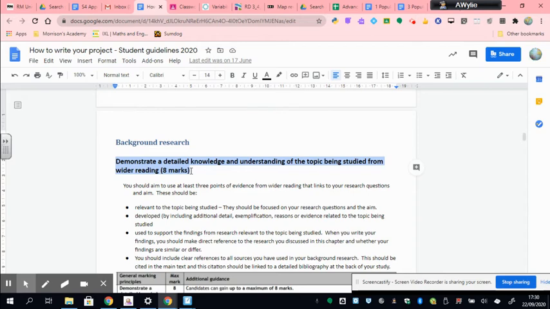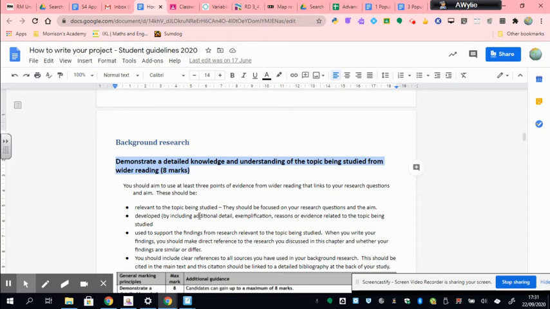What else do you need to know about this? Well, the key thing that the marker is going to be looking for is that you have done wider reading and linked it in to your project. Okay, and wider reading means you've gone on the internet primarily and found out lots of different key information. Now, a good background research should contain some, if not all, of the following points.